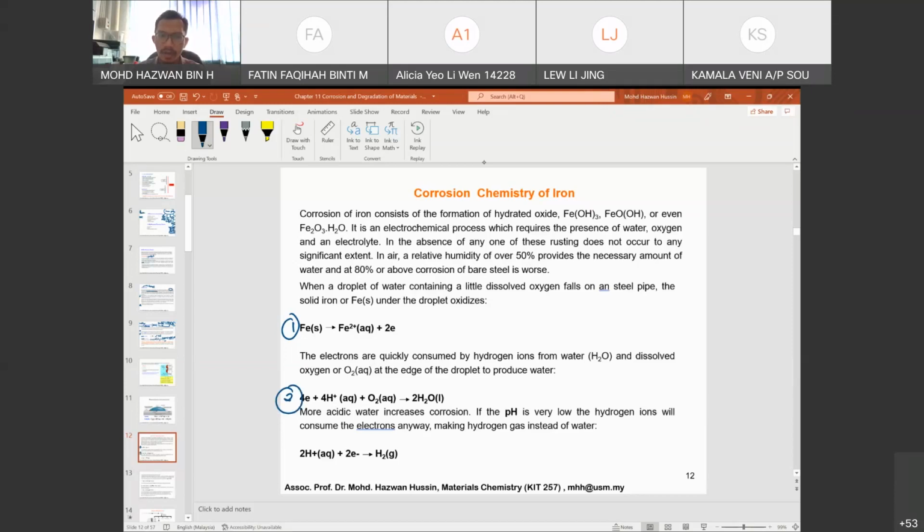So more acidic water increases the corrosion. If the pH is very low, the hydrogen ions will consume the electrons anyway, making hydrogen gas instead of water. So this is actually what I explained to you just now. In acidic condition you have more H+, which will consume the electrons produced from the first reaction to produce hydrogen gas as the reduction process.